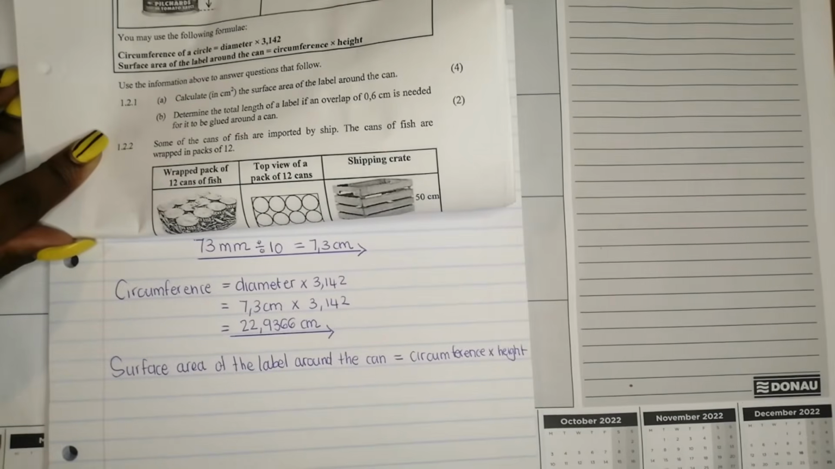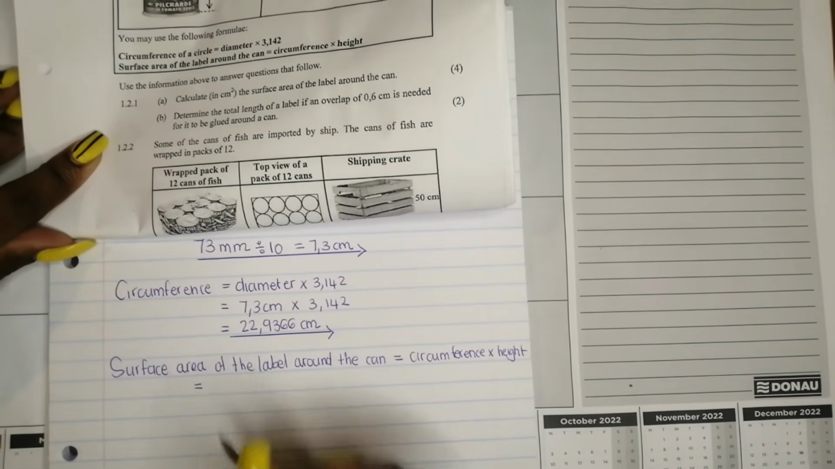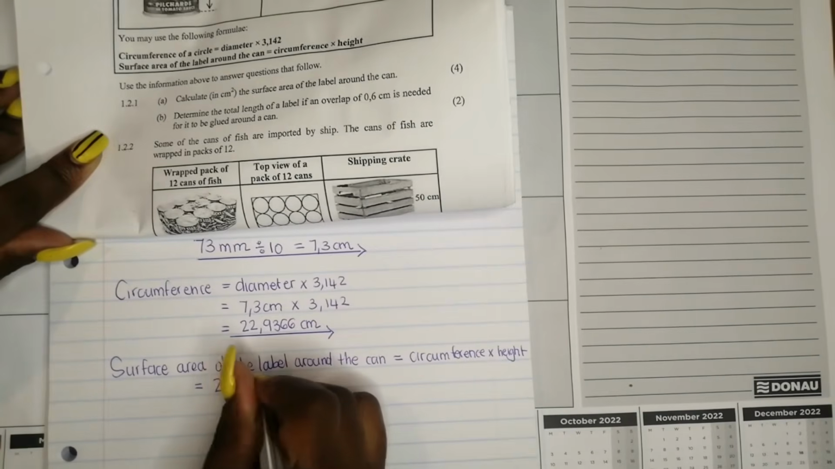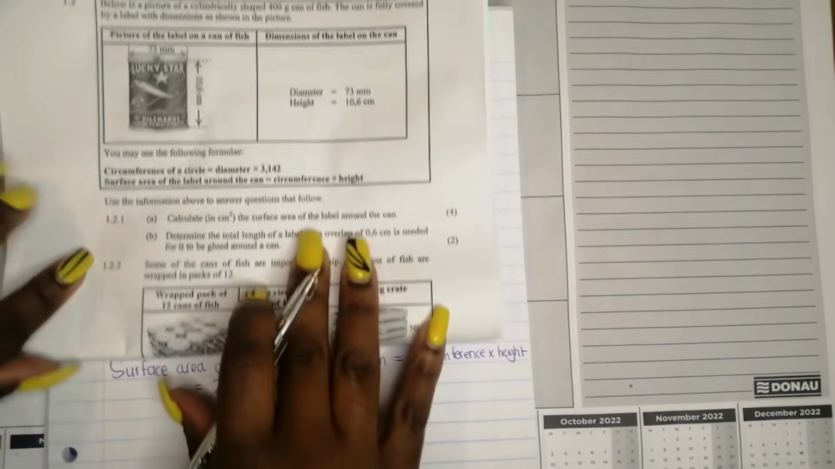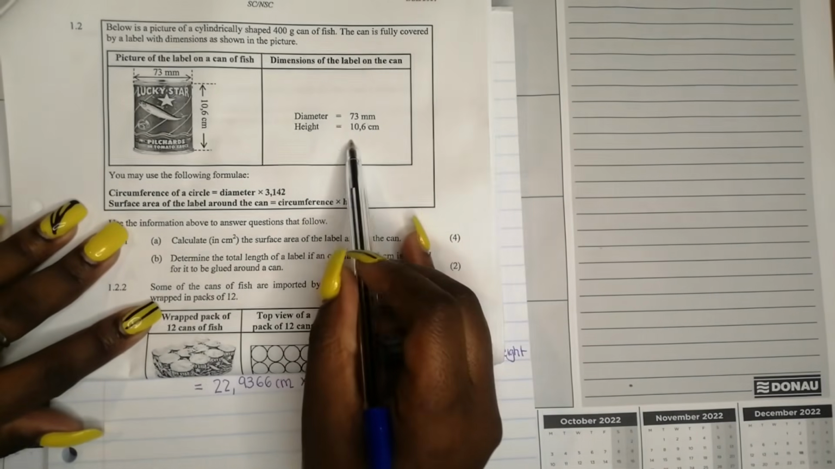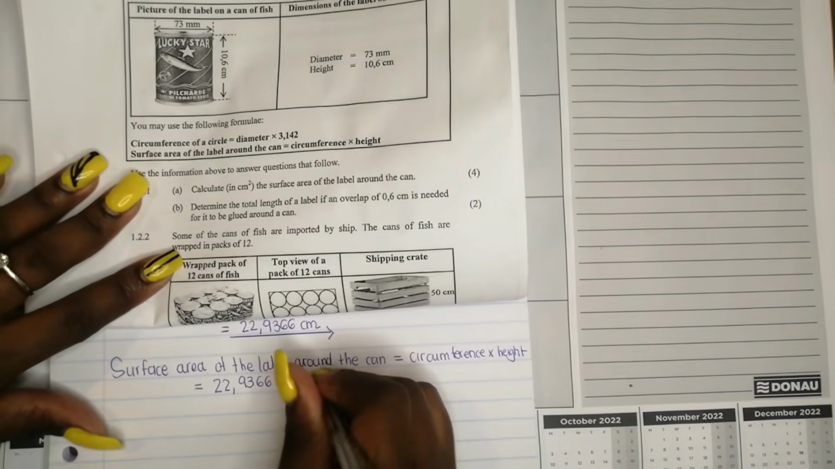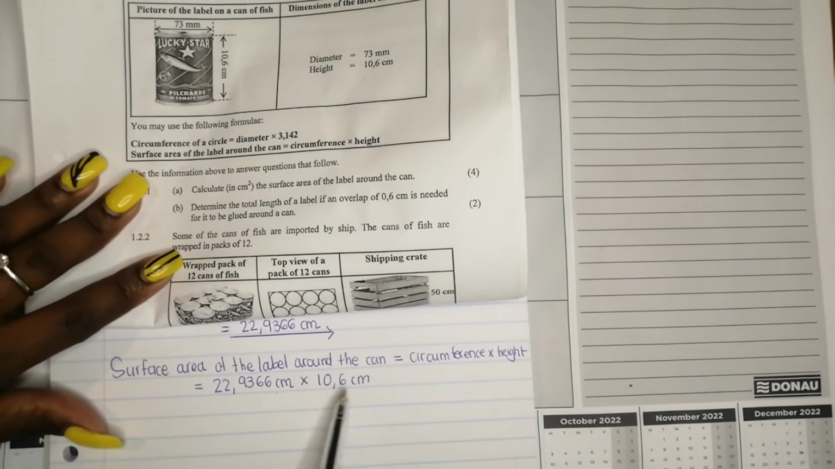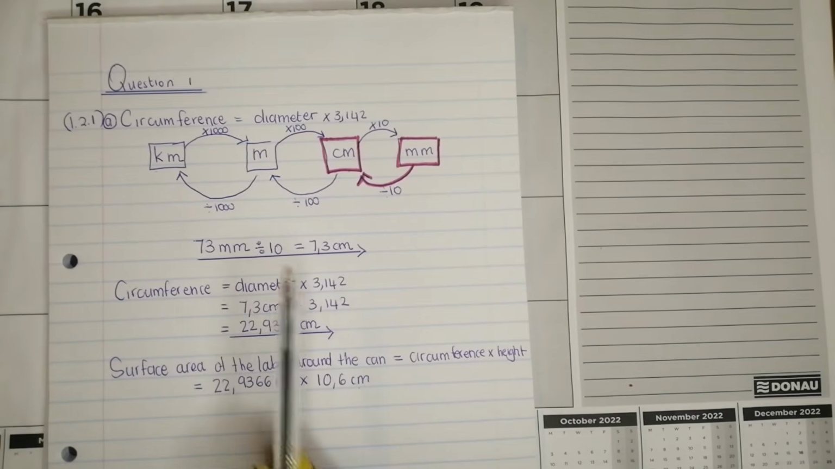Okay, right? So what is our circumference, guys? I'm going to just put this here. Our circumference is 22.936 centimeters multiplied by, what is our height? Our height is 10.6 centimeters, right? And we see that here we've got the same units, which is what we wanted. That is why we converted the millimeters to centimeters, right?